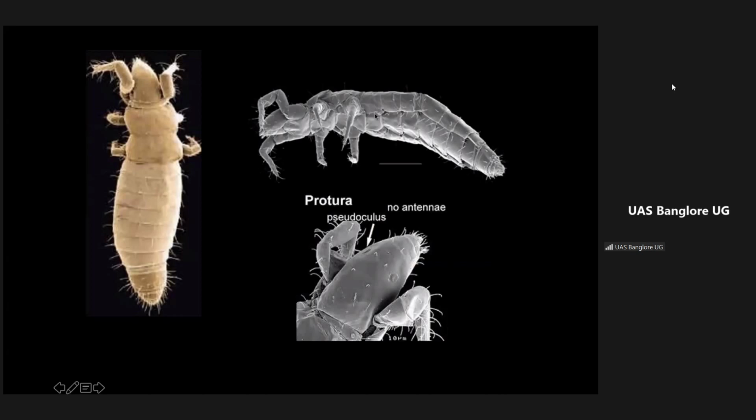And there is no growth. Every time they moult, the number of abdominal segments will be added. Define anamorphosis. Every moult they add abdominal segments. Only the abdomen segments will be added during every moult. That is what we call anamorphosis. Clear?